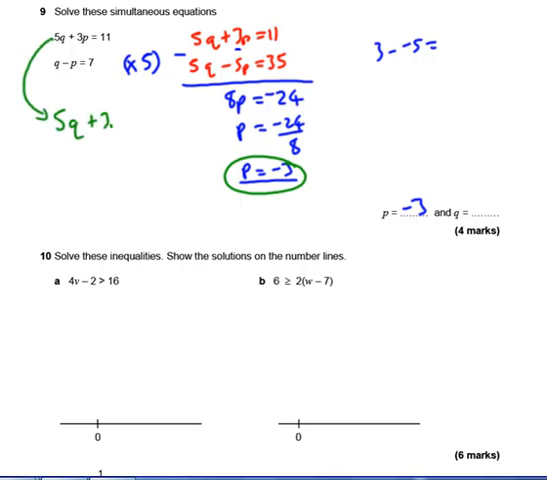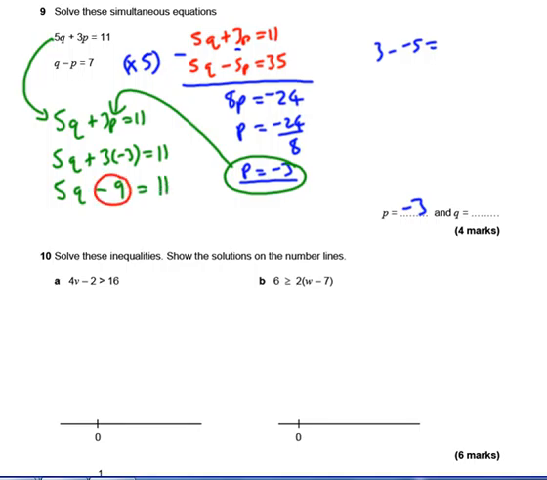So using this equation, 5q add 3p equals 11. We're going to replace the p with minus 3. So 5q add 3 times minus 3 equals 11. Now 3 times minus 3 is minus 9. To solve this equation, the opposite of minus 9 is to add 9. So we'll end up with 5q equals 11 add 9, which is 20. So if 5q's are 20, q will be 20 divided by 5, which is 4.